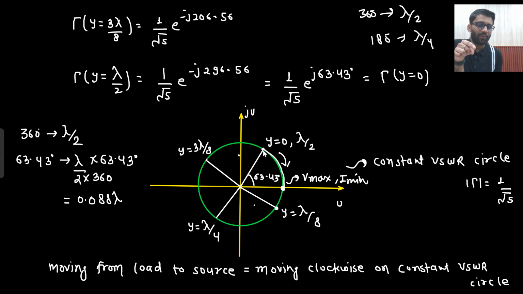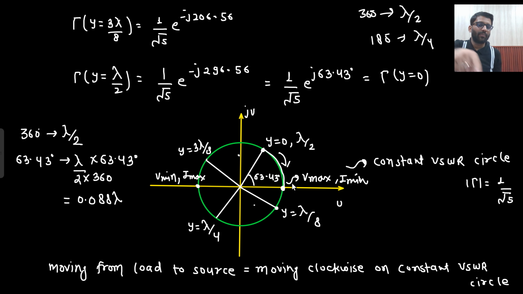That means if I am coming from here to here, how much have I walked on the transmission line? I have walked 0.088 lambda plus lambda by 4. That means I have reached the minima. This is your voltage minima and current maxima. So always on a constant VSWR circle, this point, the right hand point on the real axis in the positive direction. This is the positive direction.